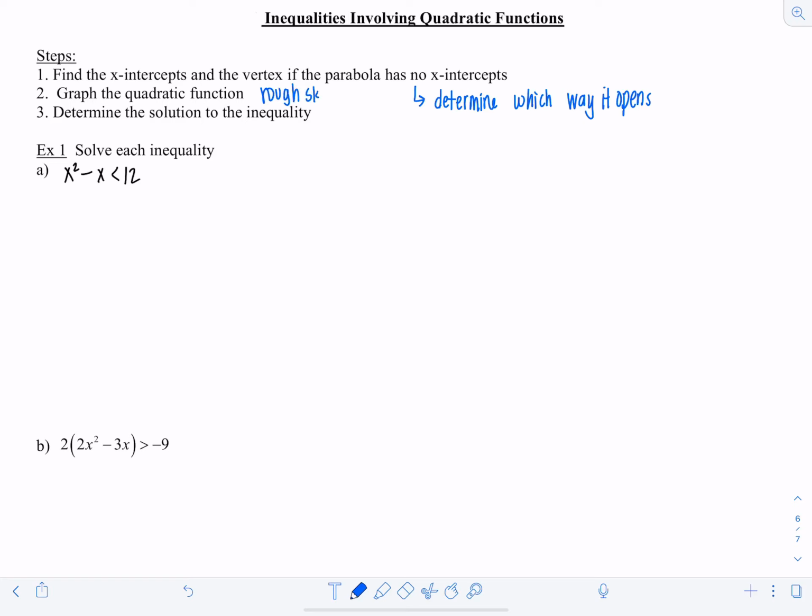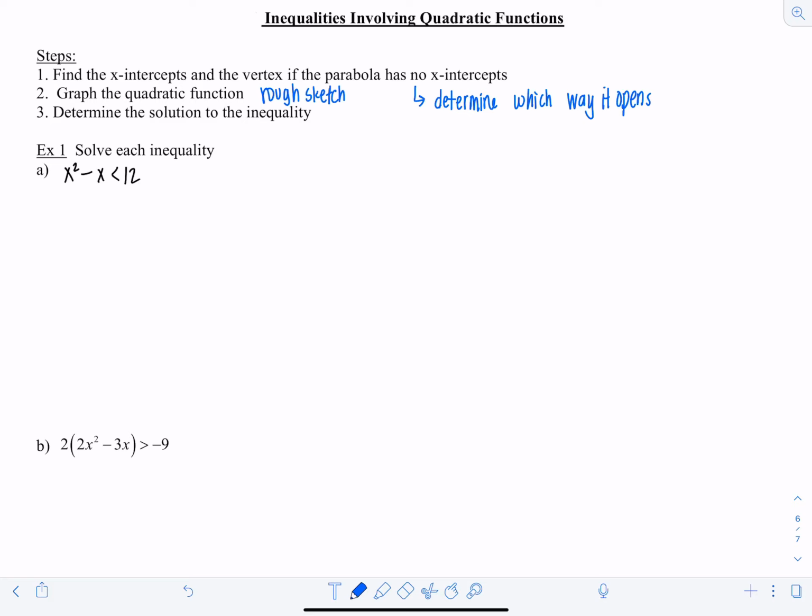It does not need to be a full-blown graph the way we were doing in the previous lesson with the vertex and the intercepts and the axis of symmetry and all that. And then lastly, you're going to use the graph to determine the solution to the inequality. All right, so let's just dive right in.